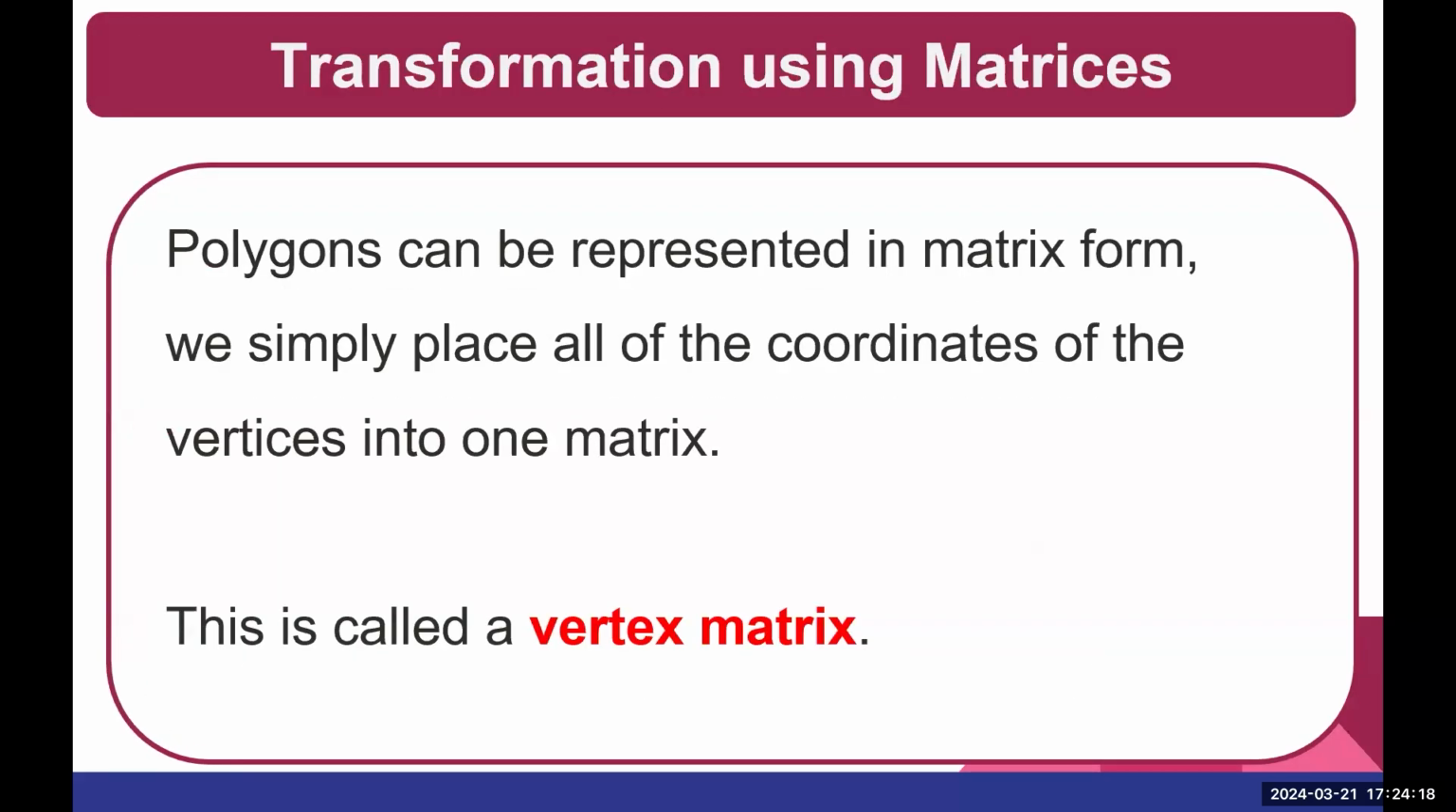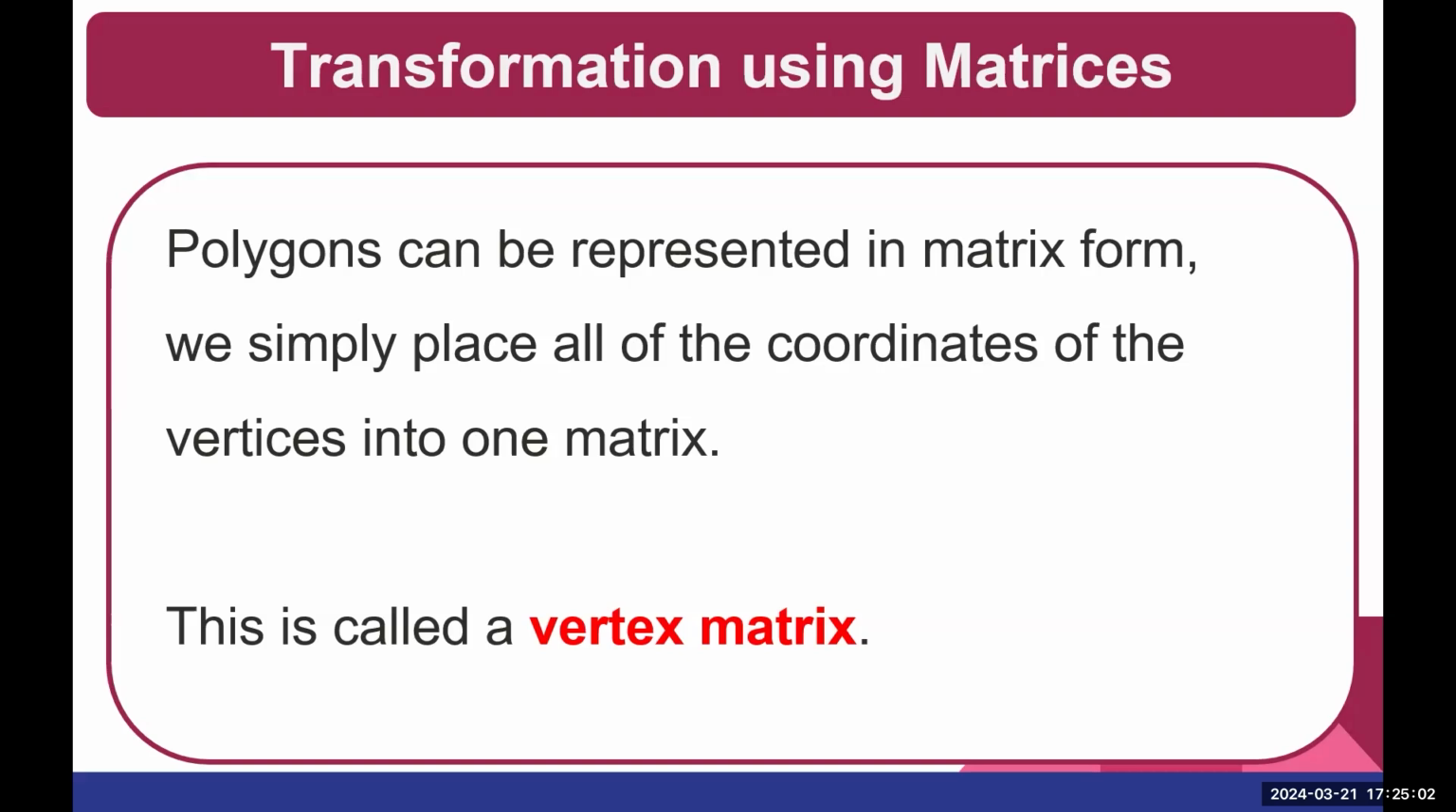And the first thing is to identify what we will be using when performing these transformations of our objects in matrix form. So, transformation using matrices: polygons can be represented in matrix form. We simply place all of the coordinates of the vertices into one matrix. Now, this is called a vertex matrix. So earlier you mentioned translation vector, so don't get it confused. This now is called the vertex matrix. So this is what we will be using to perform various transformations.